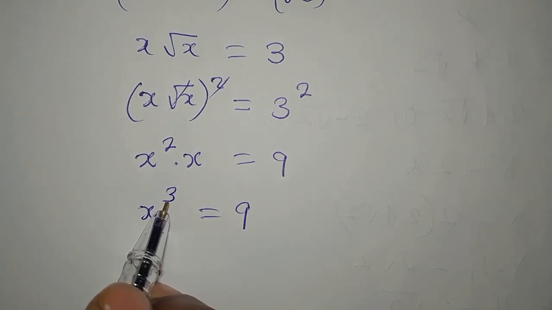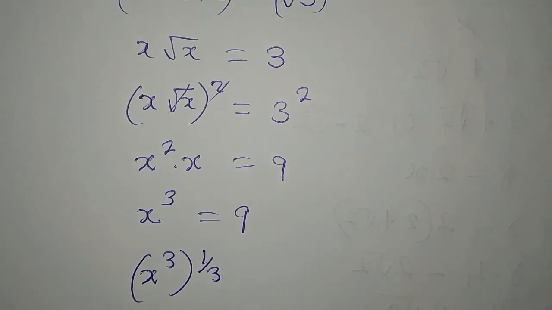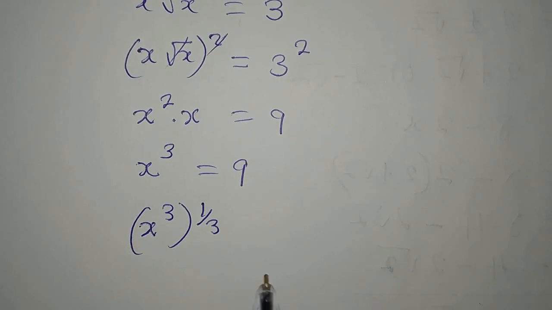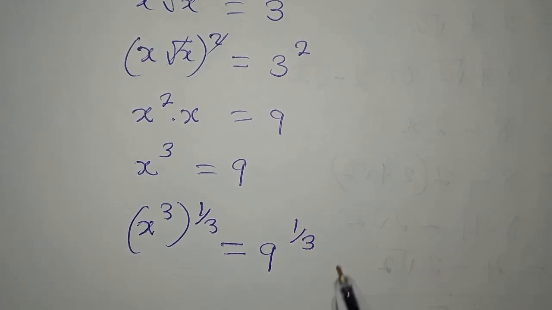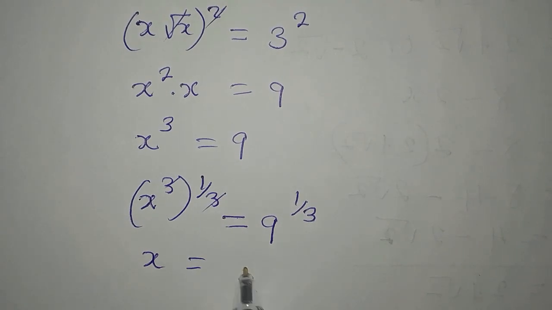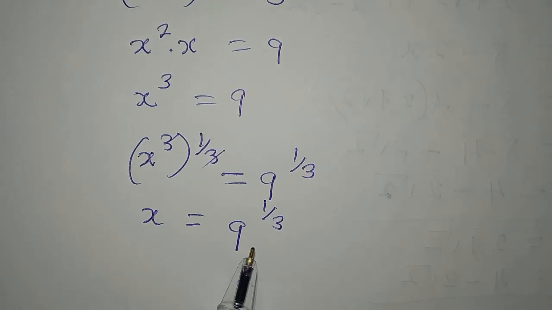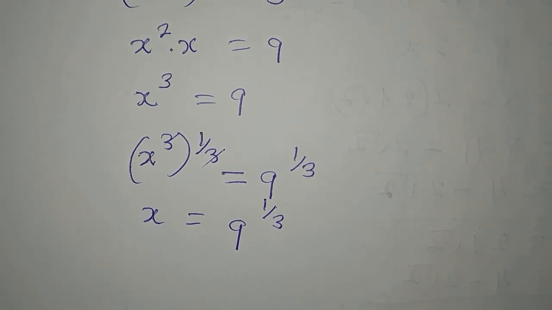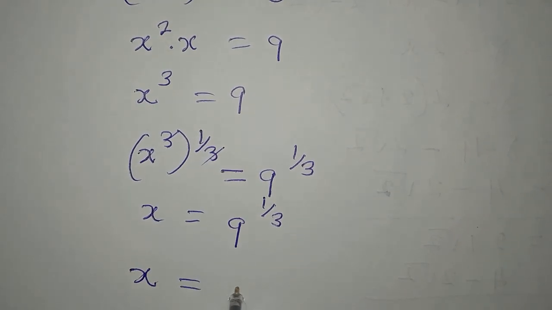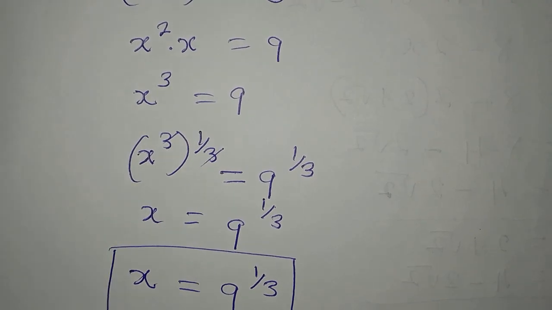Now to get the value of x, we will do away with what? The power of 3. So we have x to the power of 3 to the power of 1 over 3. And that is the only way this power will go. Then this will reflect on the right. So we have 1 over 3 as the power on the right. This is going to cancel, and x is equal to 9 to the power of 1 over 3. And this is the same thing as the cube root of 9, but 9 is not a perfect cube, right? So we can decide to say that our x is equal to 9 to the power of 1 over 3, and we stop at this level.